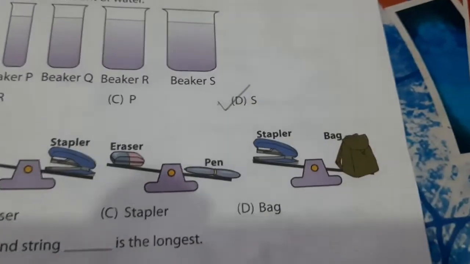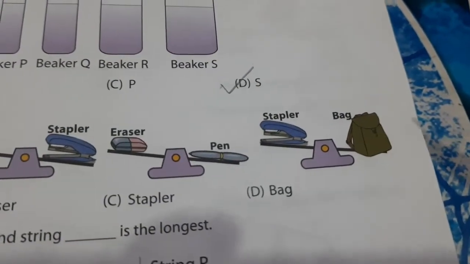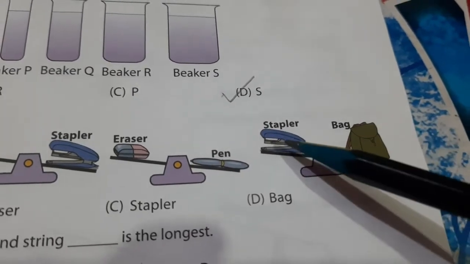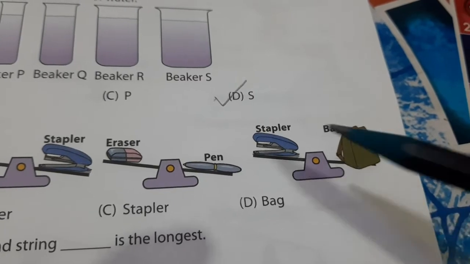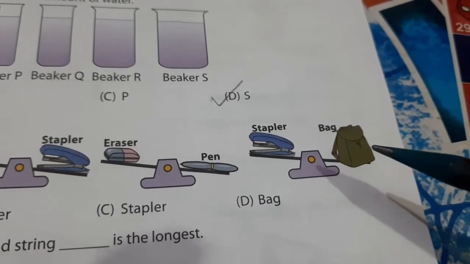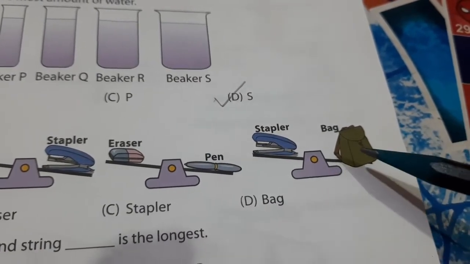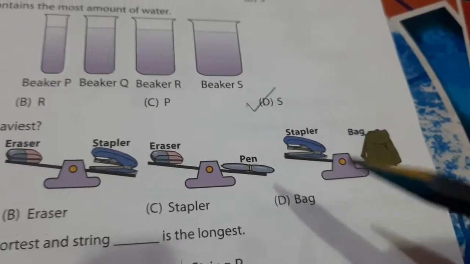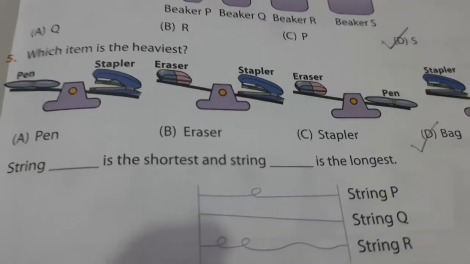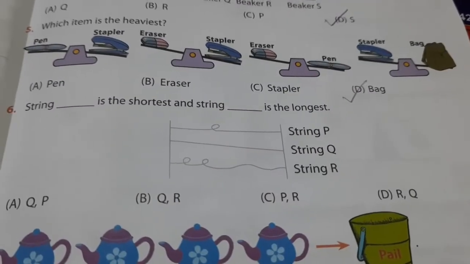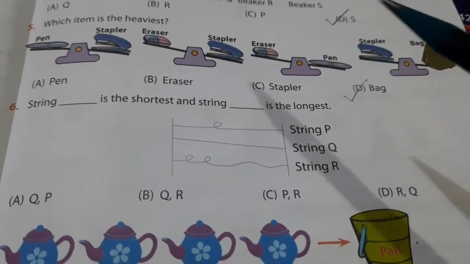Now let us look at the last weighing scale. Stapler is the lighter one and bag is the heavier. So between all of them, as you can see, the heaviest one is bag. Alright, so hence answer to this question is D, bag. Let us look at next question, which is question number 6.